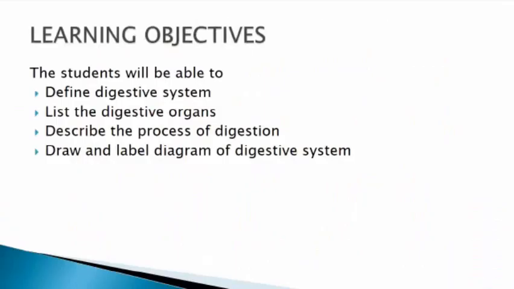Learning objectives for today's lesson will be: the students will be able to define digestive system, list the digestive organs, describe the process of digestion, draw and label diagram of digestive system.